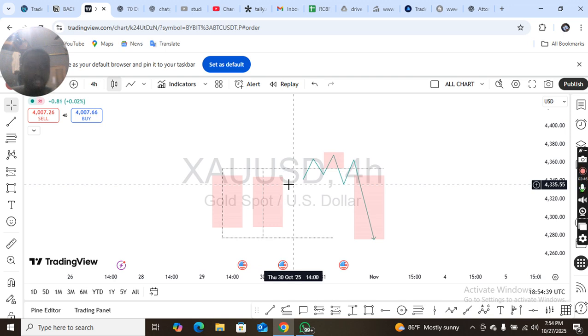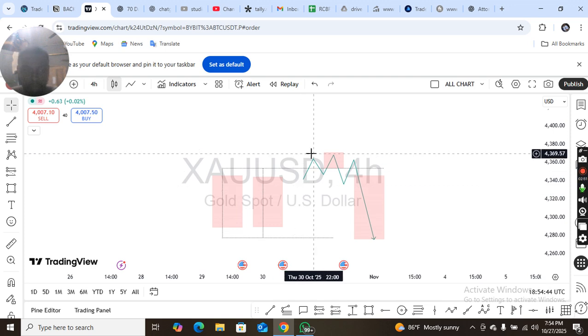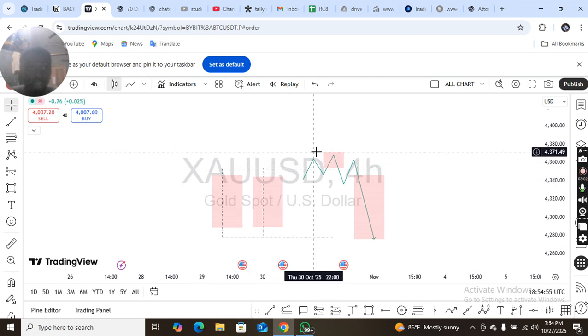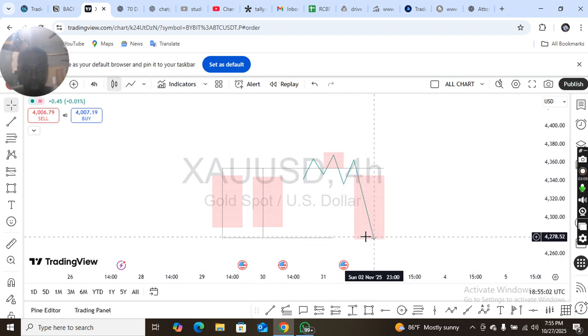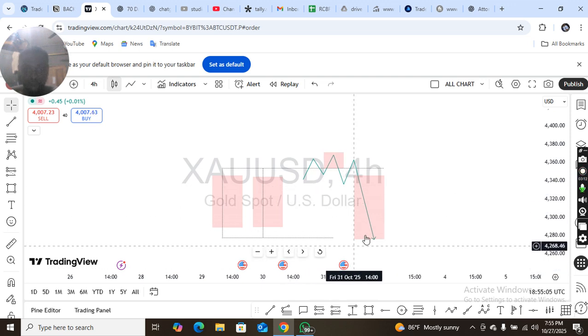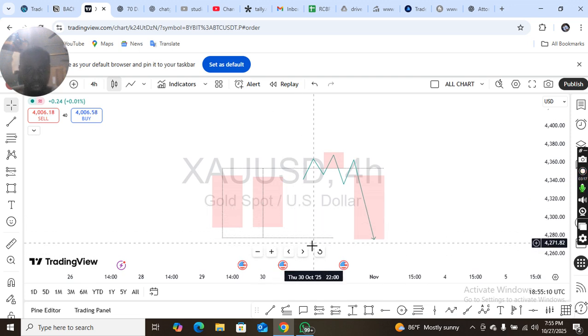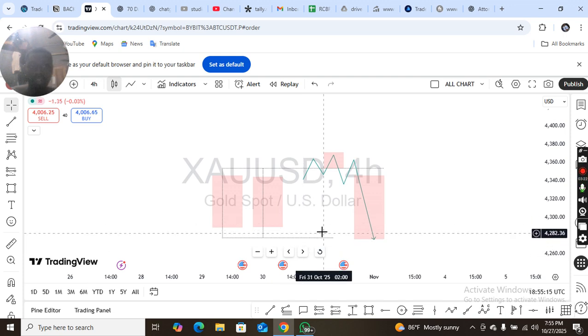During the New York and London session, I start looking for the entry. A sweep of the Asian high, a sweep of the two 4-hour candles on the upside, then I'll be looking for bearish movement. A shift in market structure, then I'm going to enter the trade and ride it down to this point. Vice versa, the same thing applies for a bullish scenario, a sweep on the two 4-hour candles after the daily open candle.